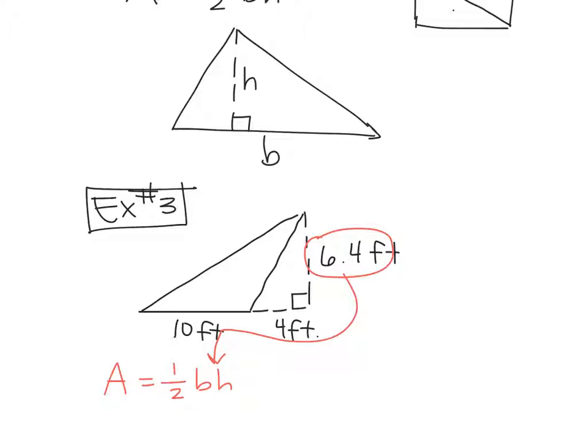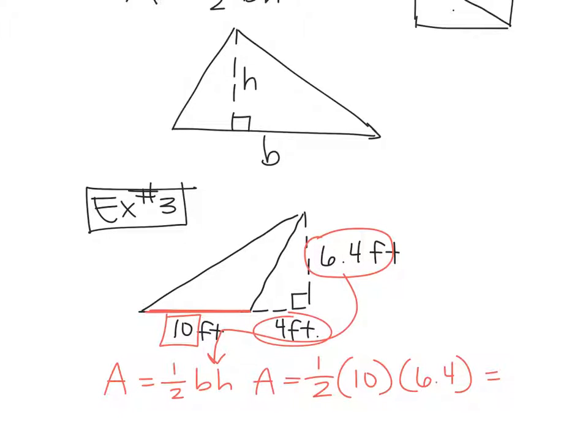But it's tempting to say it's 14 because they put this 4 in here. But that is not a side of your triangle, and your base always has to be a side of the triangle. So your base is just the 10. Your height is the 6.4. So you're gonna go 1/2 times 10 times 6.4 to get your area, which is going to give you 32. So your area is 32.